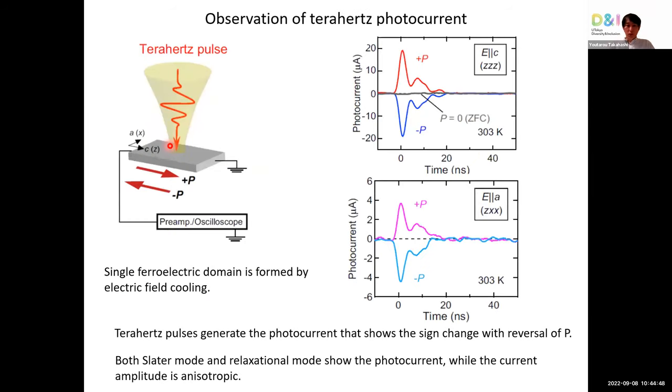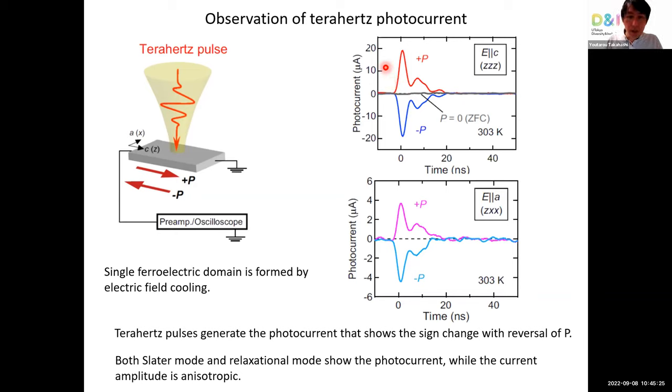Okay, so this is the result. We prepared a single ferroelectric domain of the sample by electric field cooling and irradiated the terahertz pulses. The photocurrent is measured by using an oscilloscope. Okay, this is a time profile of the photocurrent generated by the terahertz pulses. Okay? So we observe the photocurrent by irradiating the terahertz light.